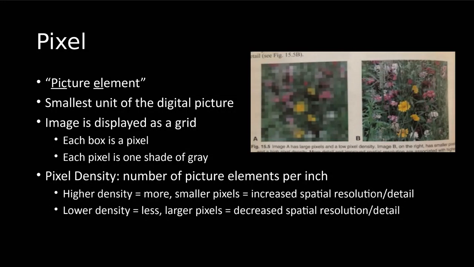A higher pixel density means that you have more pixels, therefore you're going to have more shades of gray, you are going to have more detail, there's more differentiation between those pixels. So we're going to have more but smaller pixels, and we are going to have better spatial resolution and image detail. Lower pixel density, the pixels are going to be larger, we're going to have less of them in that 1 inch grid, and therefore we're going to have decreased spatial resolution and picture detail. So that picture right there, that's right from your textbook, that is a perfect example of low pixel density on the left side and high pixel density on the right side.